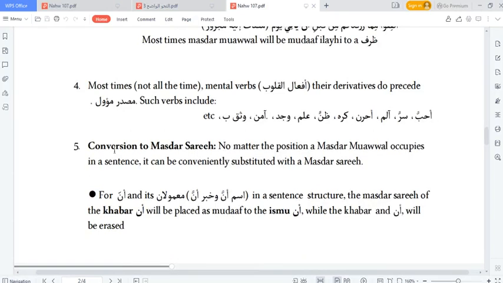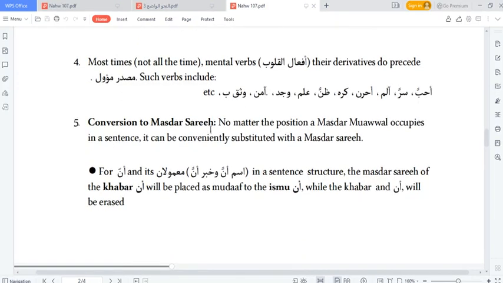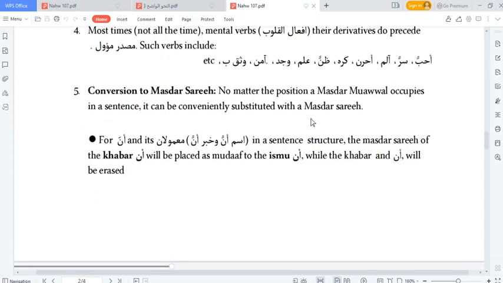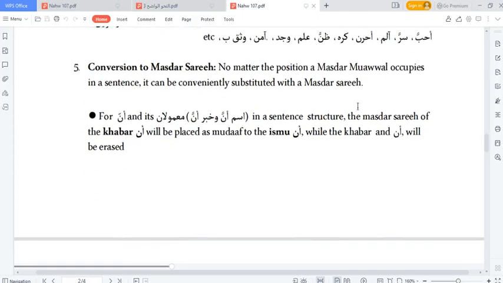Another thing, conversion to masdar. Like we said, the masdar muawwal is called what? The returning verbal noun, isn't it? The returning verbal noun. So we can actually convert it back. You can return it back to an explicit masdar. So how is that done? No matter the position the masdar muawwal occupies in a sentence, whether it is in the position of the khabar, or the khabar of laysa, or anything, it can be conveniently substituted with the masdar actually. So how is that done?